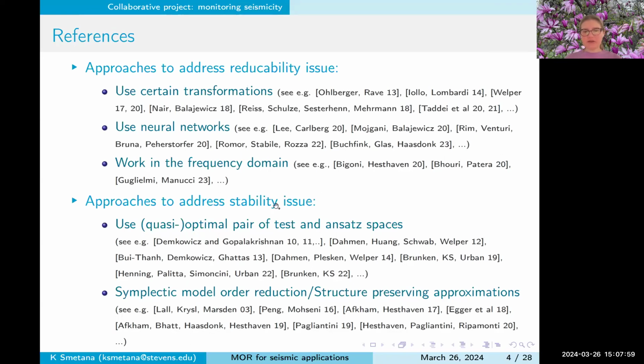And then regarding stability, one can of course, for instance, choose quasi-optimal pairs of test and ansatz spaces, such that the ansatz space is chosen to give a good approximation and the test space is chosen to stabilize the problem. Or people also looked at symplectic model order reduction or, more generally, structure preserving approximations.